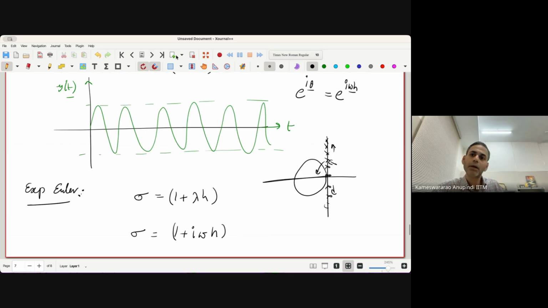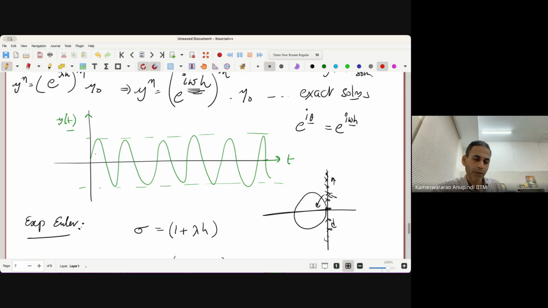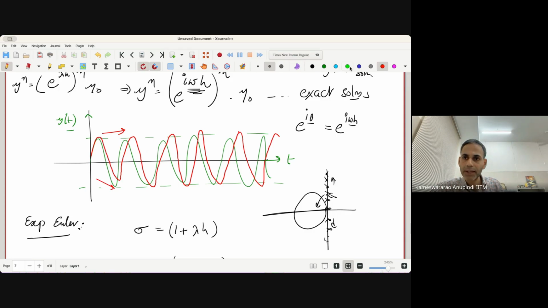But then I want to make a point here. How does it look? If I try to solve this problem using explicit Euler, which is unstable, then my solution grows as you go, and there is also a phase lag. It kind of goes out of phase. The first one is the exact solution, which has a phase of omega h, whereas this one has a phase of tan inverse omega h. So that phase keeps growing as you go out. That is the phase error.